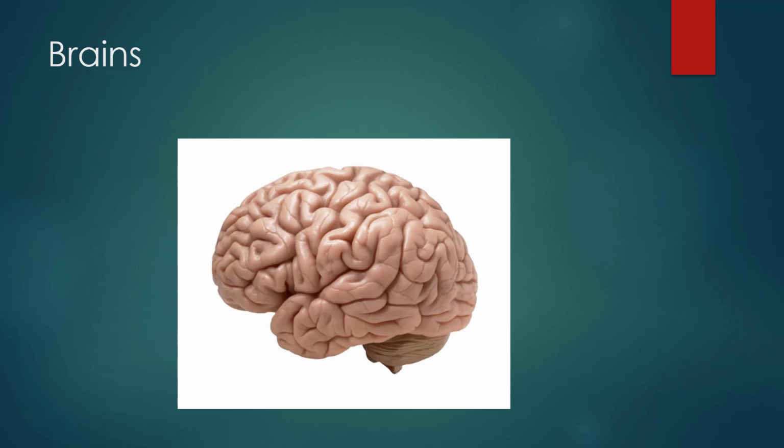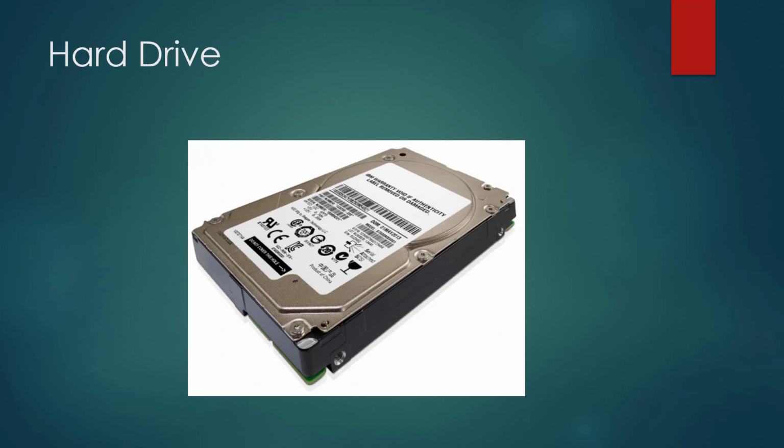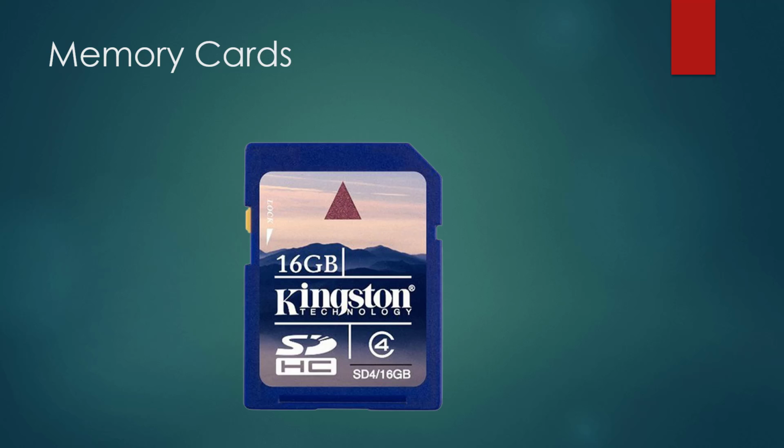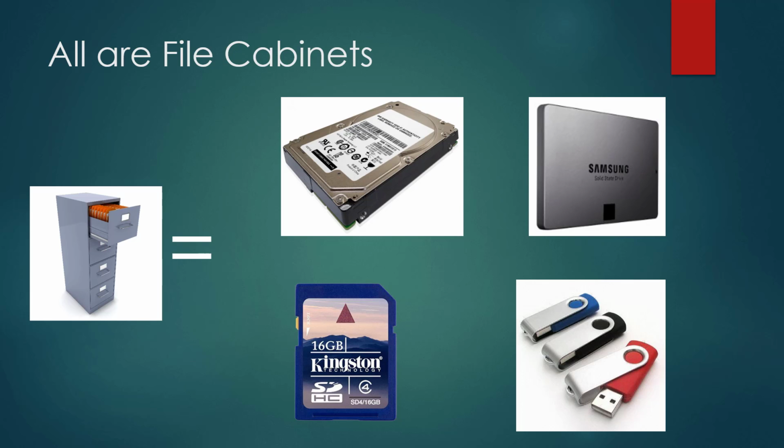Your computer is made up of brains and file cabinets. Your brains are the memory or the CPU. The file cabinet can be your hard drive, it can be thumb drives, it could be a memory card, it could be an SSD drive or solid state drive. All of those are file cabinets.